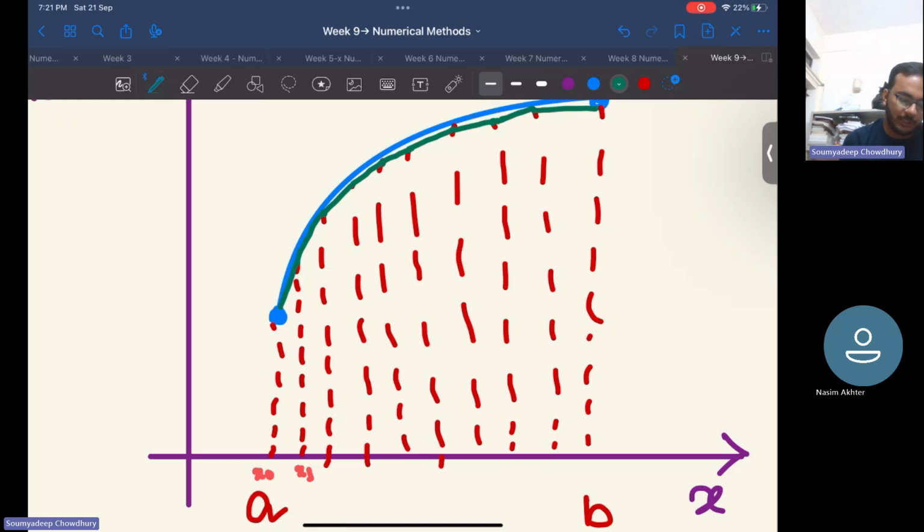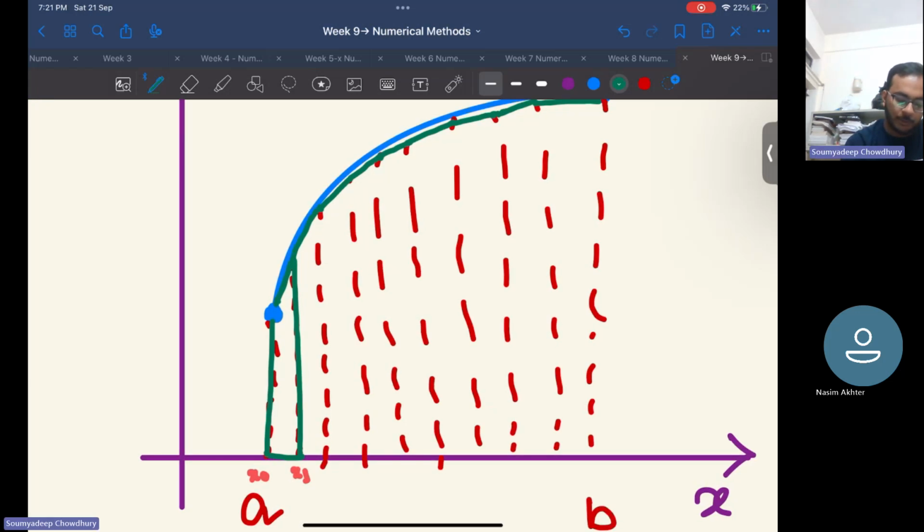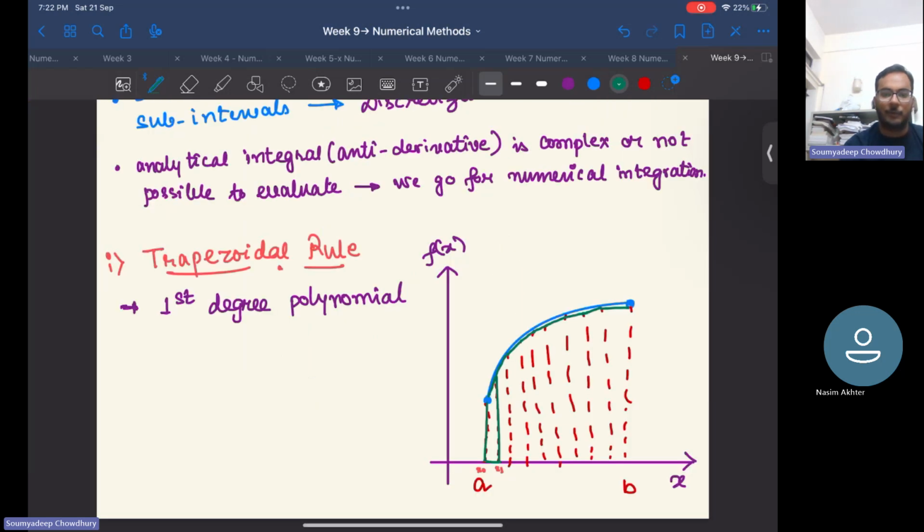Then, if you see each subinterval, I'll just draw it. This is the subinterval, right? This part is linear and you have a trapezium in the subinterval. The opposite sides are parallel, so it is a trapezium. Now we know the formula for the area of a trapezium, right? There are multiple trapeziums, so if we can find the area of each of these trapeziums and add them up, we'll get the total area. That is basically the trapezoidal rule. Is it clear or should I explain it again?